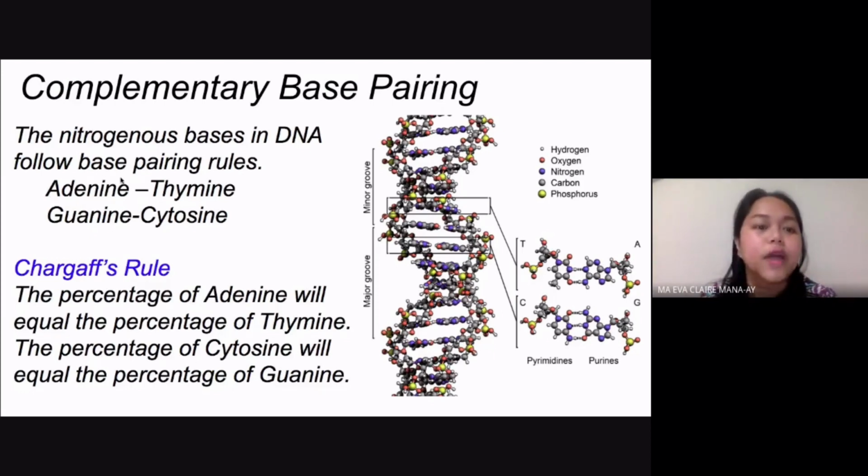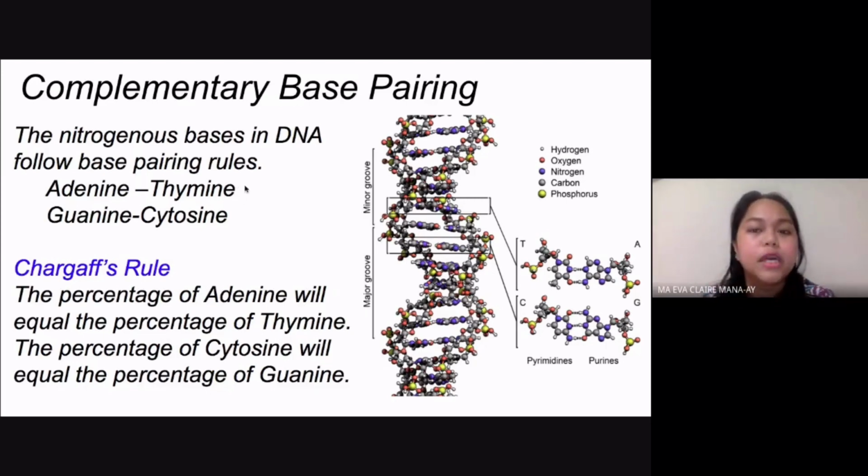That means your adenine would always be paired up with thymine and vice versa. If you see a thymine, it would always be paired with your adenine. If you see a guanine as your N base, it would always be paired with cytosine. Remember this. It's always going to be AT and GC, or vice versa. It can be TA or AT. It can be GC or CG.